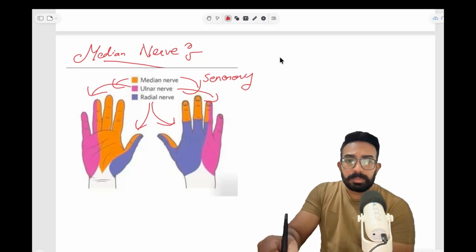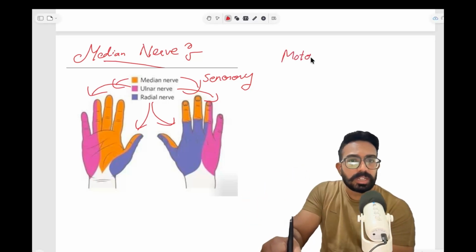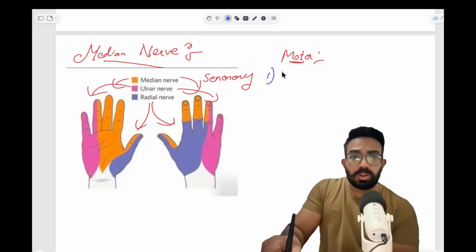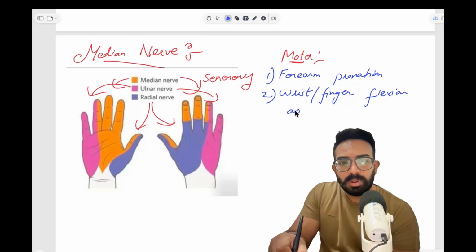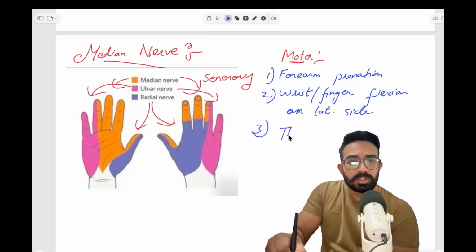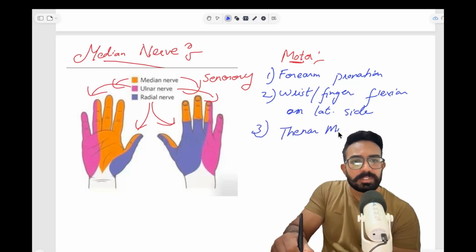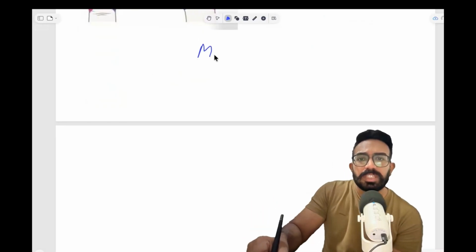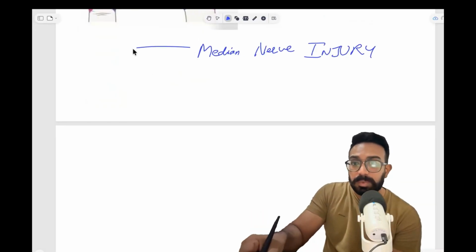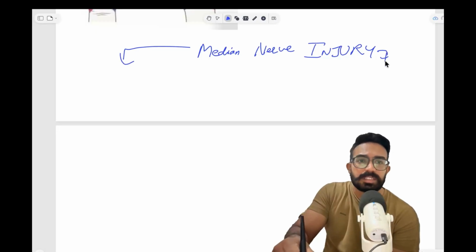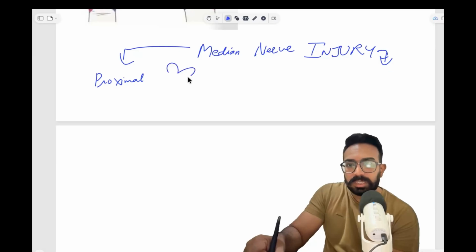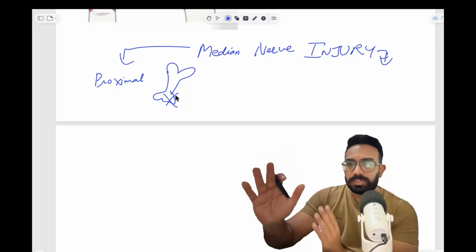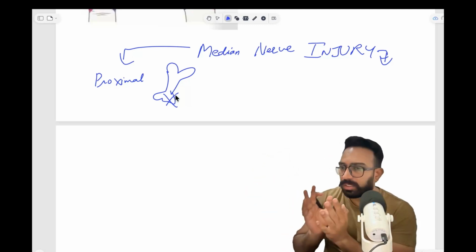It's also given in your First Aid, and this is a must read, something which you should quickly go through before exams. Coming to the motor innervation of the median nerve, it causes forearm pronation, wrist and finger flexion on the lateral side, and it also supplies the thenar muscles. Now in cases of median nerve injury, the injury can be at a proximal level or at a distal level. The proximal injury is the one I told you about at the very start of the video, the supracondylar fracture of the humerus.